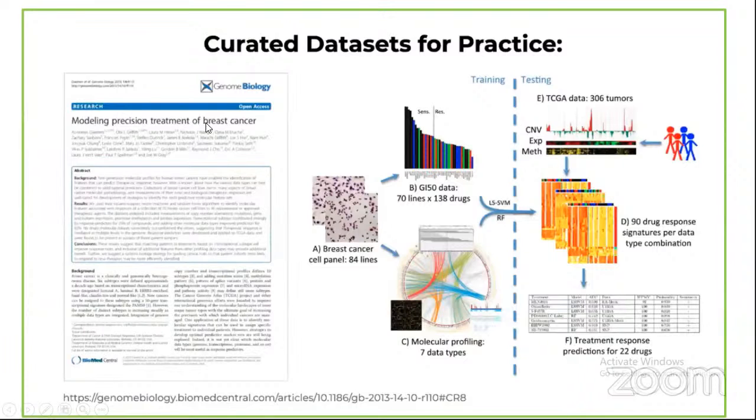So the paper title is the modeling of precision treatment to breast cancer. In this paper, they have been talking about how they used the TCGA data with respect to different cancer types, and how they used different machine learning methods, for example, SVM and random forest, and they have used different cancer cell lines data, and they have given potential targets so that they can design a precision medicine for the breast cancer.